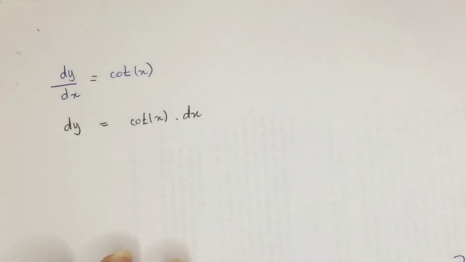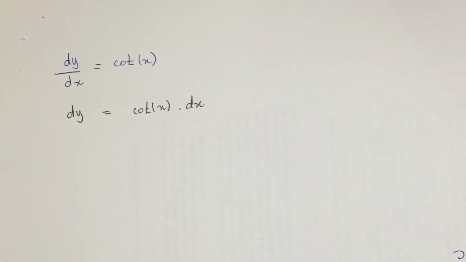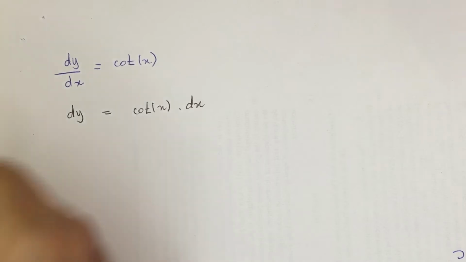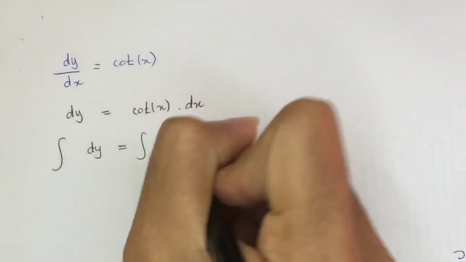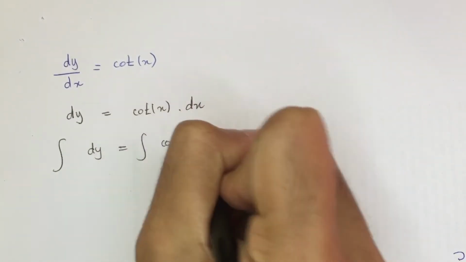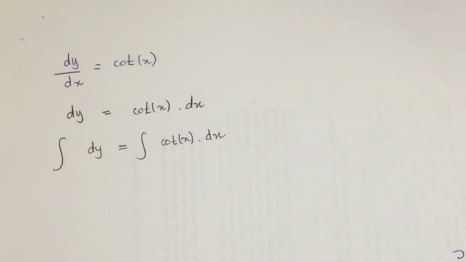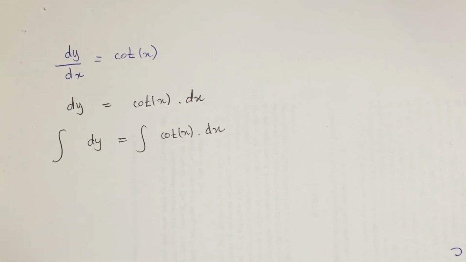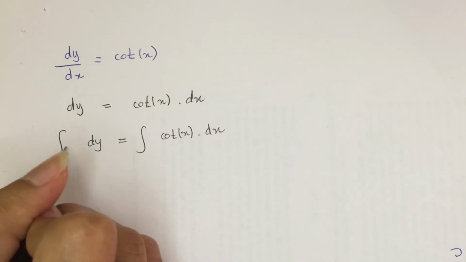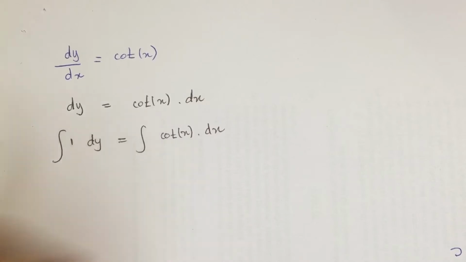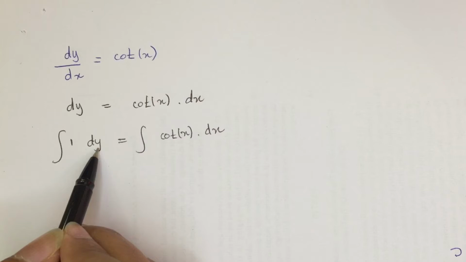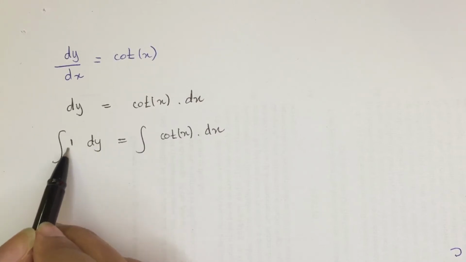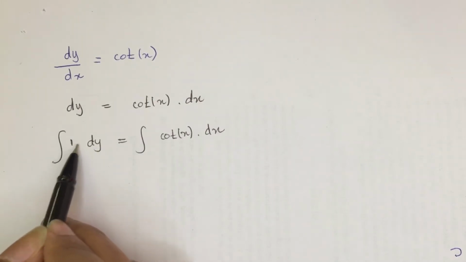Now we have finished the first part. After that, the second part is to integrate. So let's write it like this: integrate dy and integrate cot x dx. Now we have finished the second part too. So what's the value over here? We know that if there is no value written, we can directly write it as 1. Because we are integrating with respect to y, we need to have one value, so we can write 1 into dy.